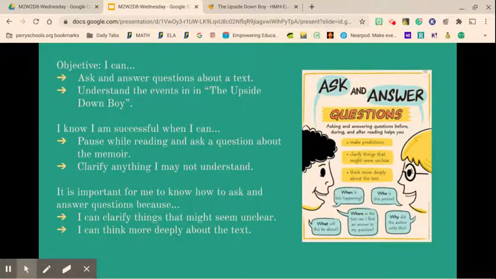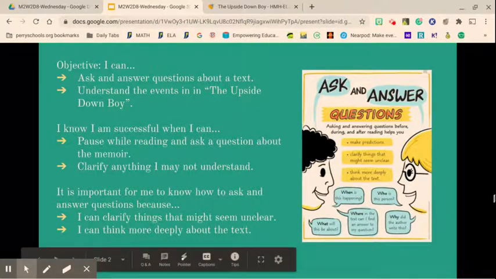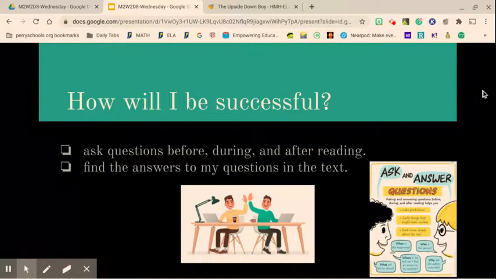So our objective for today is I can ask and answer questions about a text. I can understand the events in The Upside Down House or Upside Down Boy. I know I am successful when I can pause while reading and ask a question about the memoir, and I can clarify anything I may not understand. It is important for me to know how to ask and answer questions, because I can clarify things that might seem unclear. I can think more deeply about the text. So you will be successful when you can ask questions before, during, and after, and you can find the answers to your questions in the text.